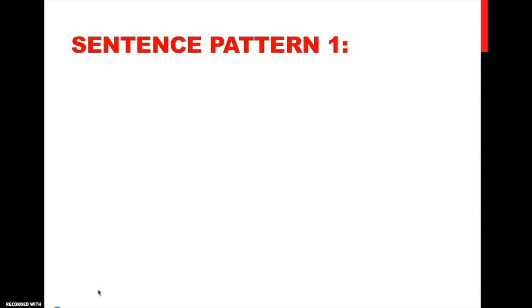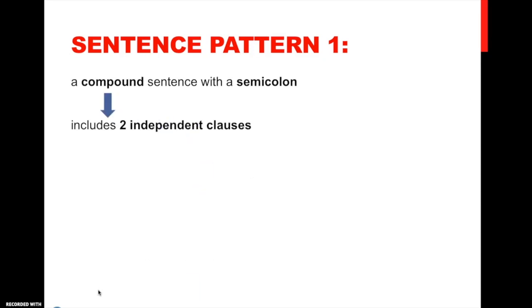Sentence pattern 1 is a compound sentence with a semicolon. A compound sentence is one that includes two independent clauses. And as the name suggests, an independent clause is a clause that can stand alone or independently as a complete sentence. So this sentence pattern includes two independent clauses separated by a semicolon.